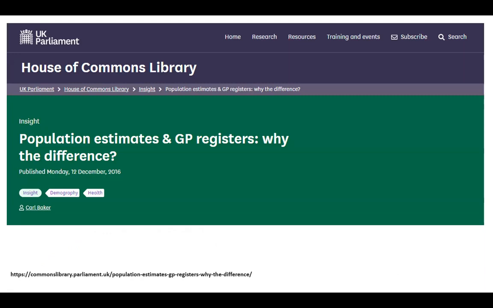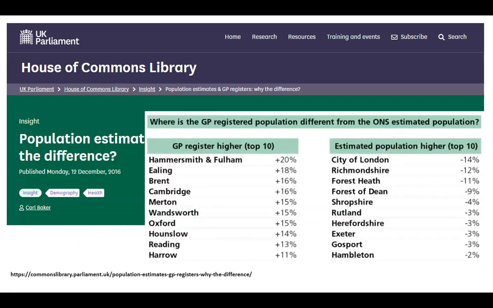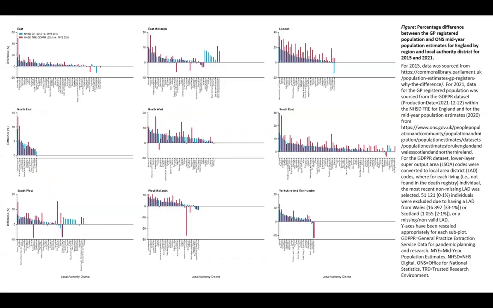The analysis shows the local authorities with the biggest positive and negative differences. In terms of positive differences, these are typically areas with student populations and high inward migration, suggesting a systematic undercounting of these in the population estimates. We replicated this analysis in the NHS Digital TRE using the latest population estimates and our GDPPR data, and found a very high level of consistency between our results and those in the article in terms of which local authorities had the largest positive and negative differences.